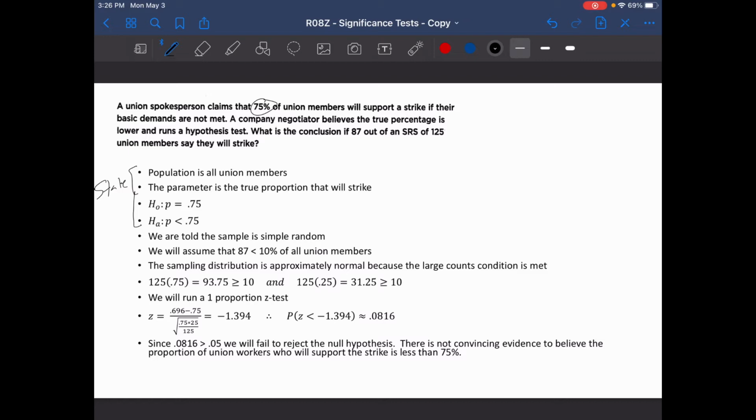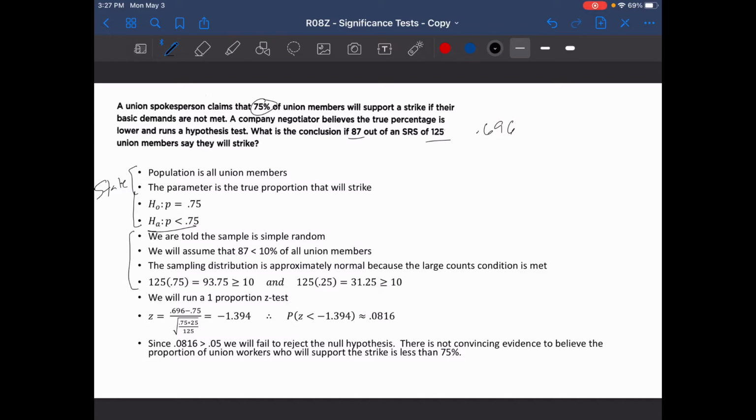Our alternate hypothesis is basically saying that our proportion will be less than 75%. And we get that by saying 87 divided by 125. Because 87 divided by 125 is actually a proportion of 0.696, that's how we determine what our alternate hypothesis would be, that we're checking to see if that proportion is less than 0.75 based off of our sample in this case.